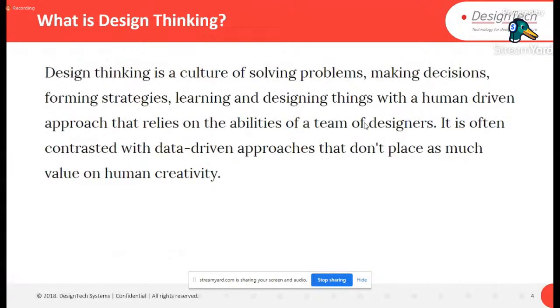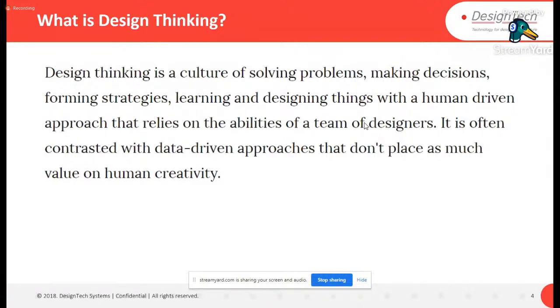So what is design thinking? This is something which has been defined. Critical thinking has been defined, innovation has been defined, most of it will come under the purview of research and development. So design thinking is a culture of solving problems, making decisions, forming strategies, learning and designing things with the human approach. And it is often contrasted with a data-driven approach that doesn't place as much value on human creativity.